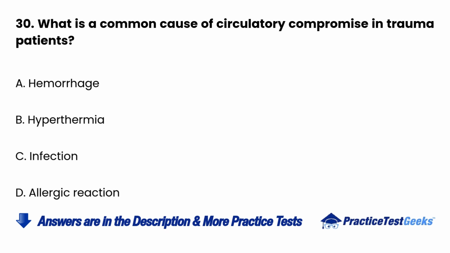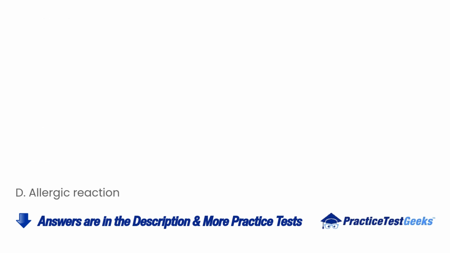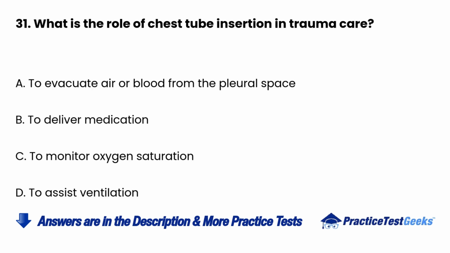30. What is a common cause of circulatory compromise in trauma patients? A. Hemorrhage. B. Hyperthermia. C. Infection. D. Allergic reaction. 31. What is the role of chest tube insertion in trauma care?